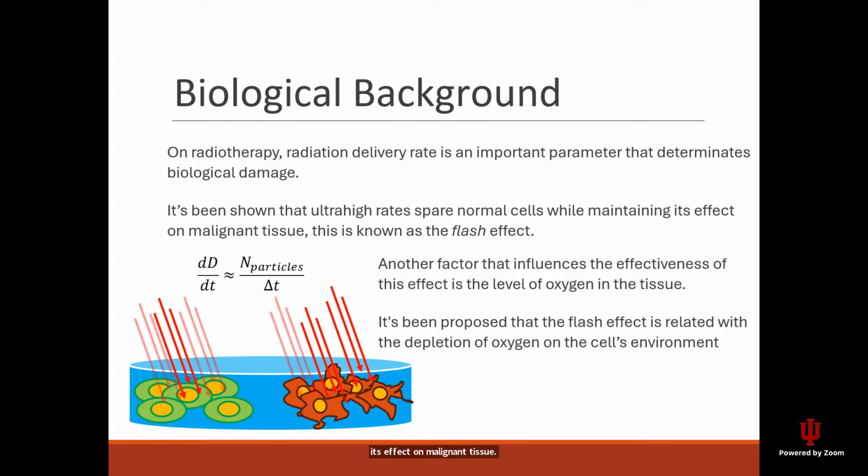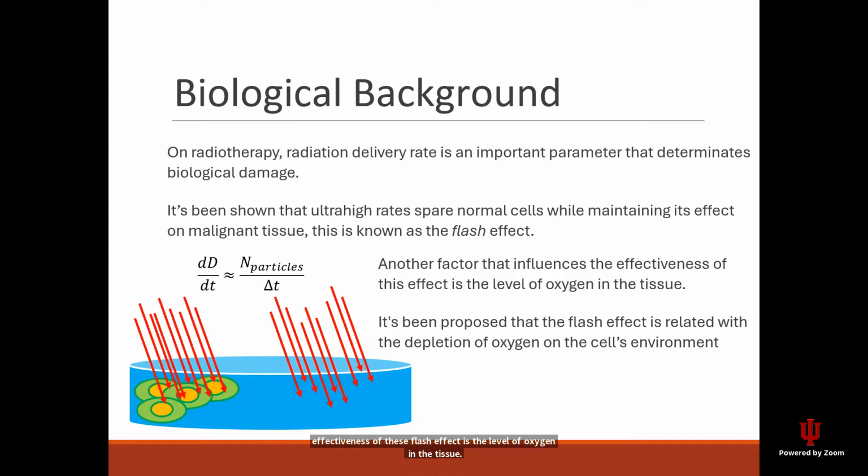So, for example, the number of particles that arrive in a certain time interval is the dose rate. It is not about the total dose, but how many particles can arrive to the cells in this time interval. Another factor that influences the effectiveness of the flash effect is the level of oxygen in the tissue. It's been proposed that the flash effect is related to the depletion of oxygen in the cell's environment.